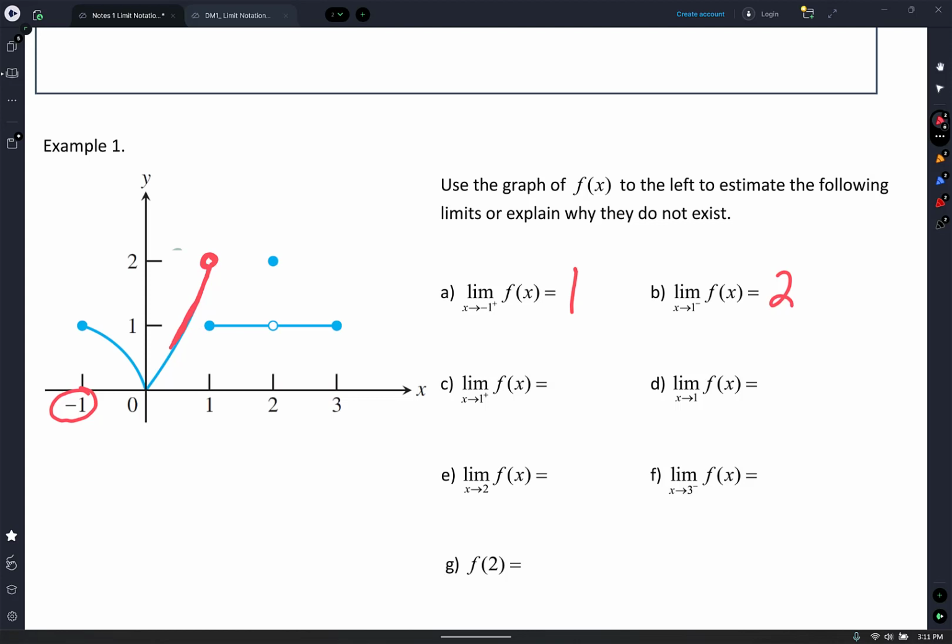Why are the dots different? Does it matter? Yeah, it just means that from the left, this is not part of my domain. My domain is the number 1. That's a good question. In a little bit, I'm going to ask.